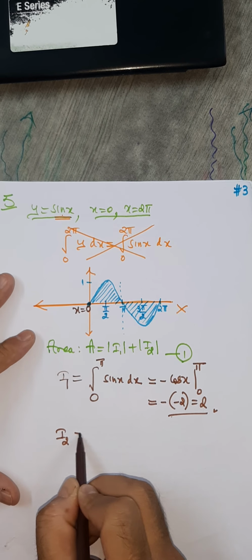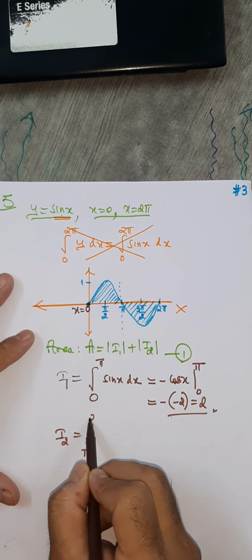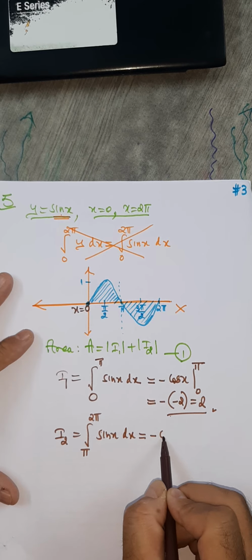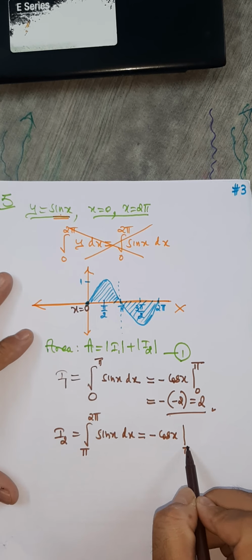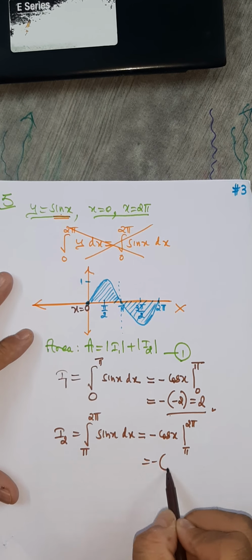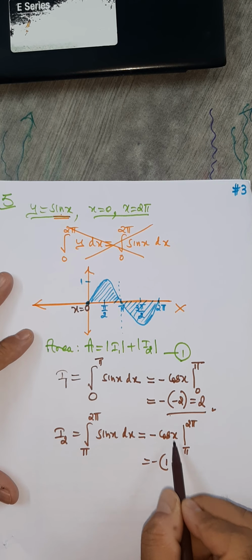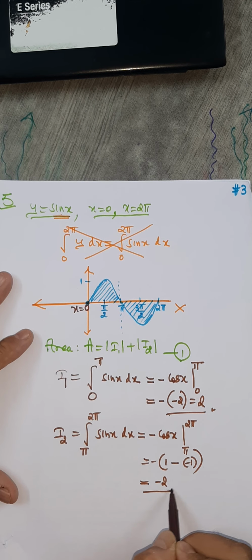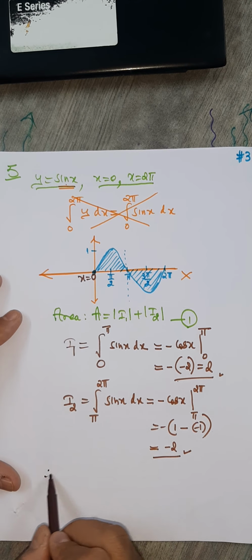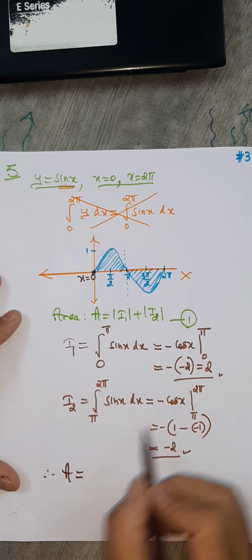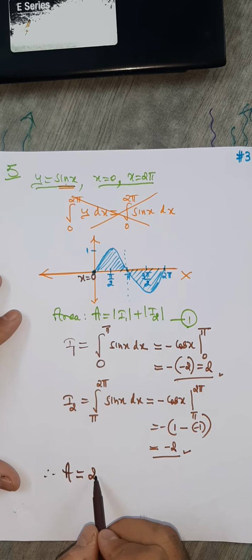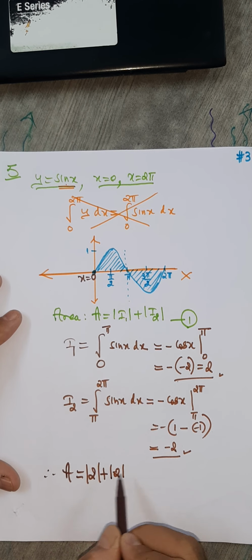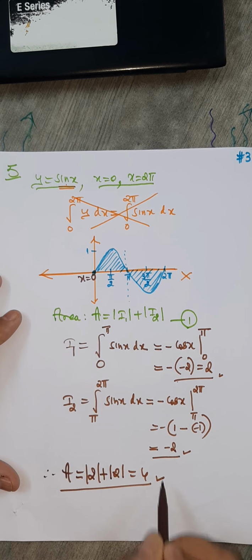What about I2? From where to where? Pi to 2 pi. Integral of sine x. What's the integral of sine? You know, minus cos. Limits from pi to 2 pi. Put upper limit cos 2 pi, you know it is 1, minus cos pi, minus 1. So you will get again minus 2 here. So therefore area equals modulus of this 2, and modulus of this 2 also. Remember, you have to take the modulus individually. Here minus 2, here 2. So we'll get the final area equals 4.